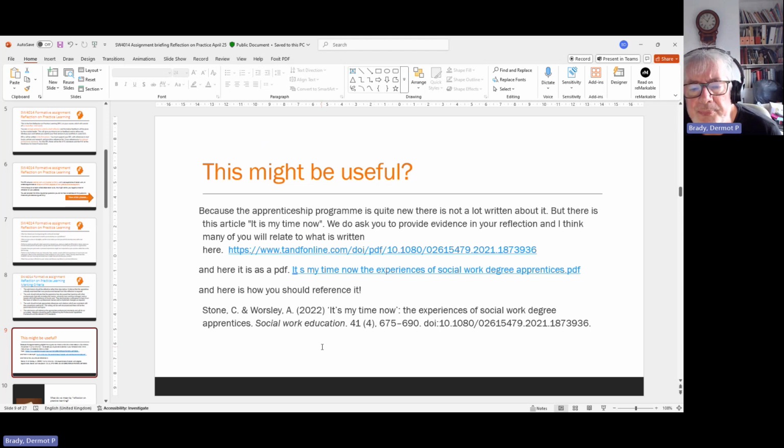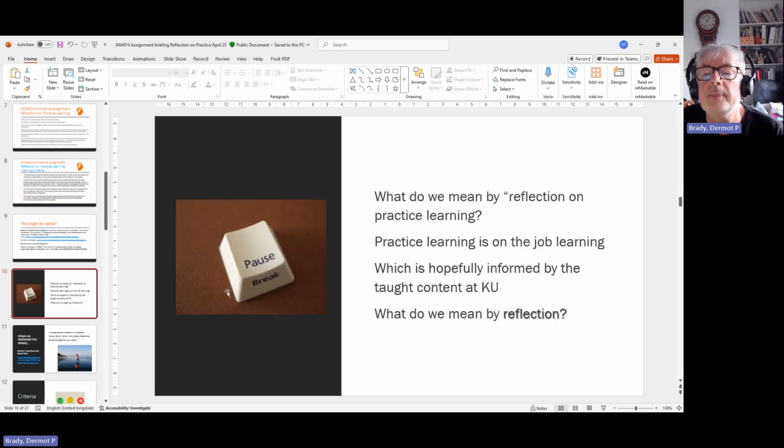And I thought I would add this. Now, of course, you're all apprentices, and the apprenticeship program's relatively new. It's only been around a few years, really. And somebody has written quite an interesting article about this, Stoneman Worsley. The title is It's My Time Now. And I think some of you might chime with that a little bit. Some people have been waiting a little while to have this opportunity. But it also covers a lot of other topics. Funnily enough, their apprenticeship program is quite similar in some ways to how ours is structured. So I think this might be helpful. So have a look. Links on Canvas also.